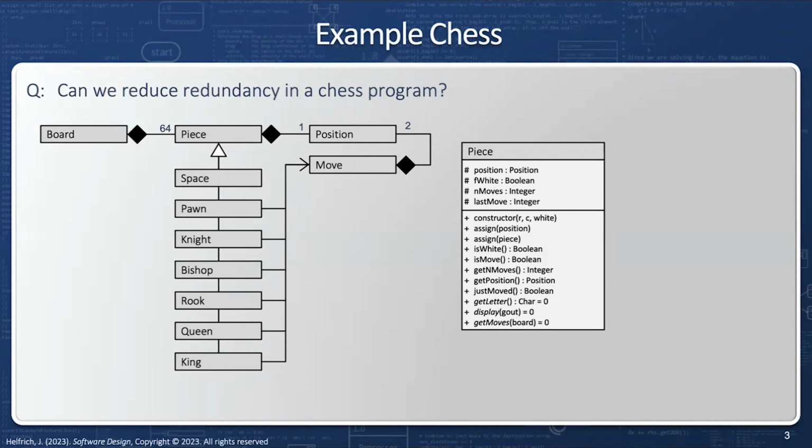Now let's dive into that piece a little bit more. The piece is going to have a position. It's going to reference the board as an input parameter, and it's also going to generate a collection of moves. So let's see if there's any redundancy issues with the code and see if we can improve it.